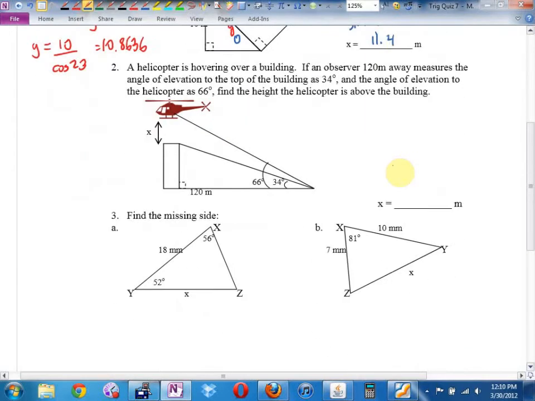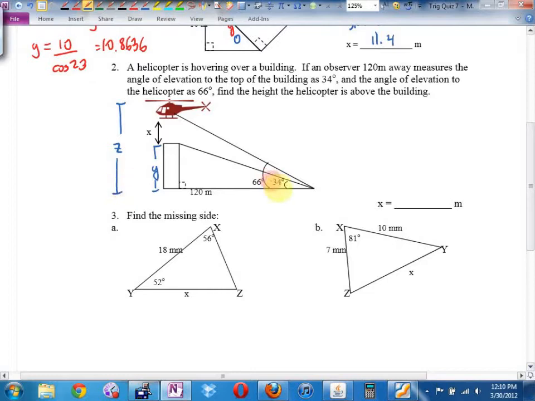A helicopter is hovering over a building, and an observer 120 meters away measures the angle of elevation to the top of the building as 34 degrees, and the angle of elevation to the helicopter as 66 degrees. Find the height the helicopter is above the building. I'm going to find that and that. I'll call them Y and Z. And then I'll subtract.